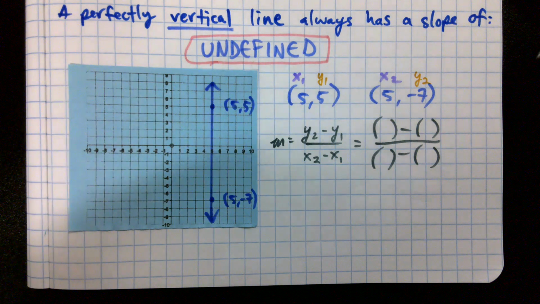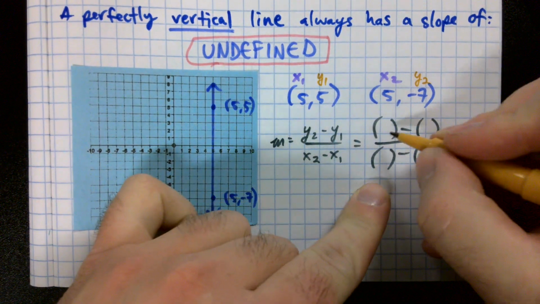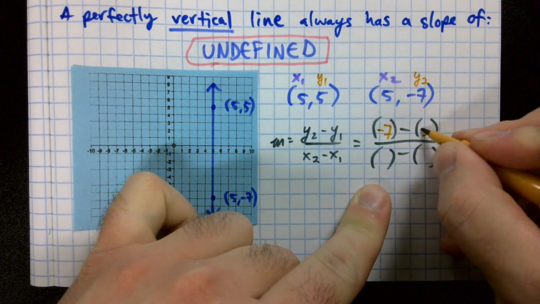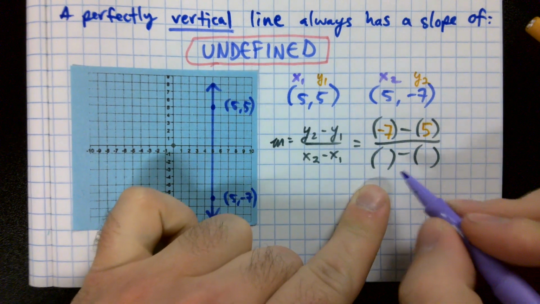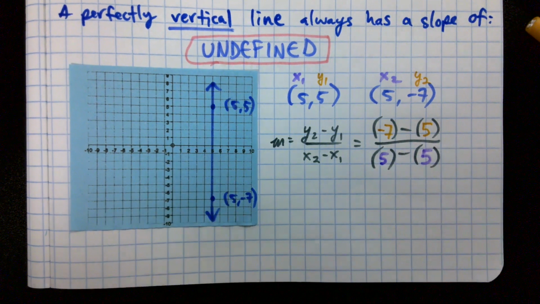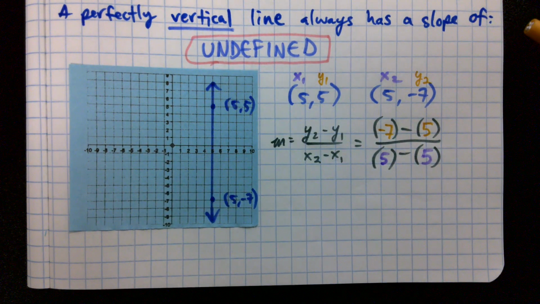What was my y2 again? -7. What's my y1? 5. x2 is equal to 5, and x1 is also 5. Whole lot of 5s there.